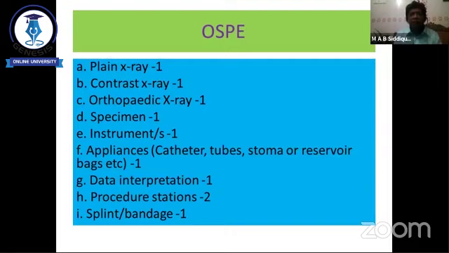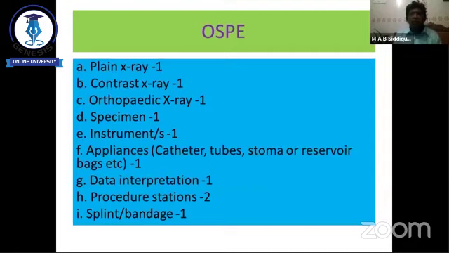I already mentioned the allocated time is 3 minutes and the marks allocated are 6 in each station, and in total 10 stations, total marks is 60. Today we will discuss the plain X-ray, that means station 1.